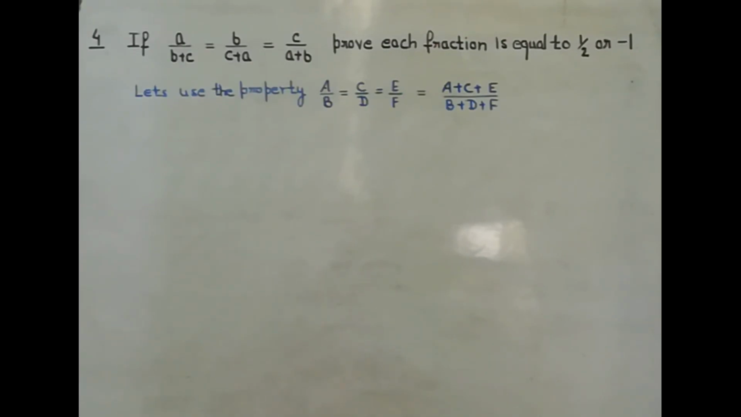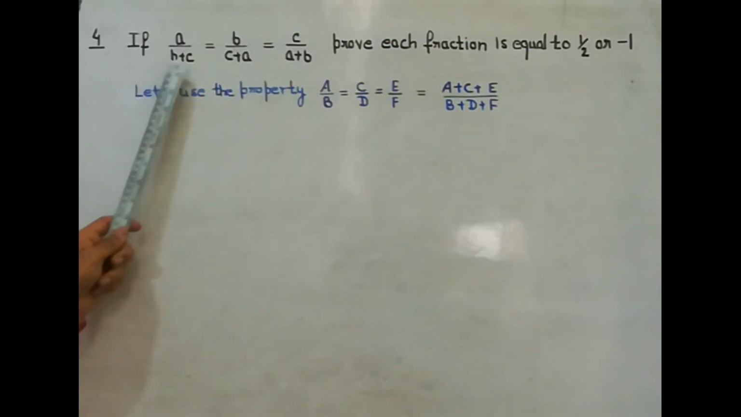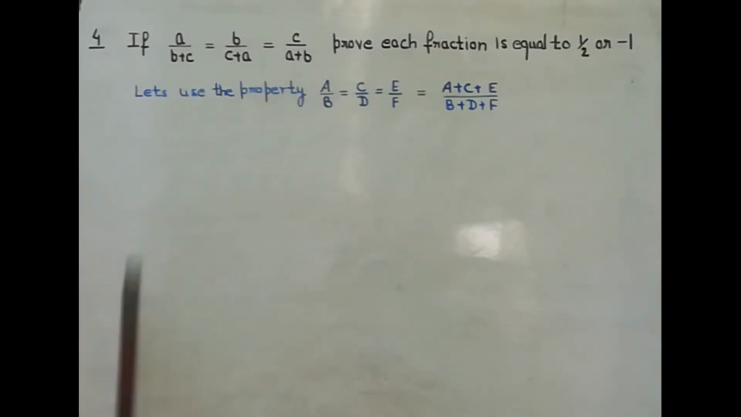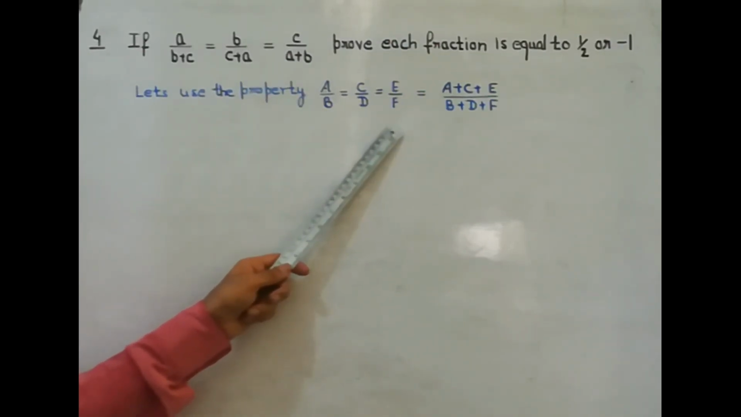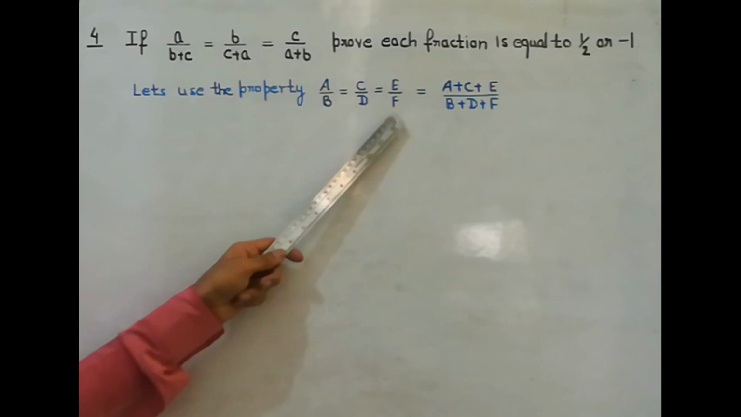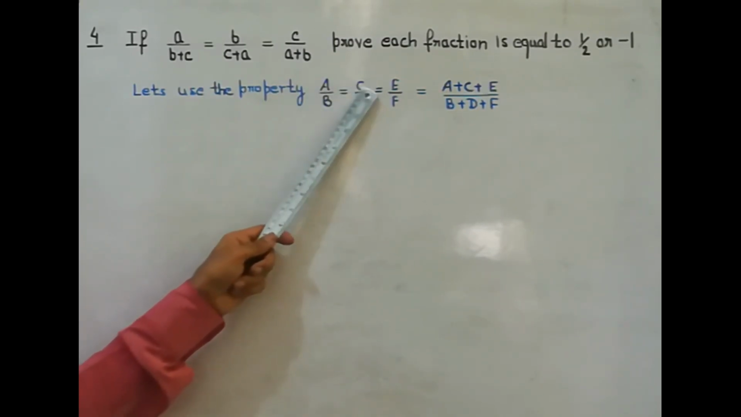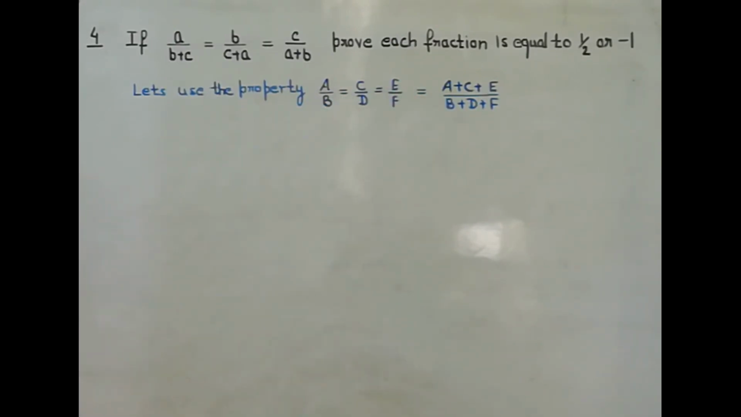Now in this question, we have been given that three ratios are equal, these three. Now we can consider these three ratios like this: A upon B is equal to C upon D is equal to E upon F. So we have a property: when ratios are equal, then each of the ratio is equal to the ratio formed by sum of the antecedents upon sum of the consequents.